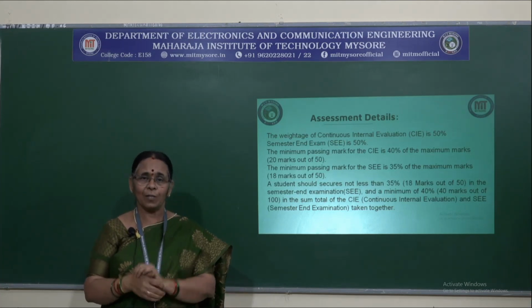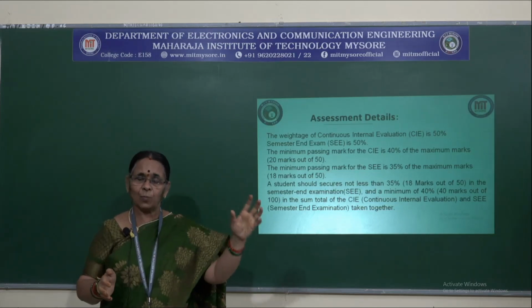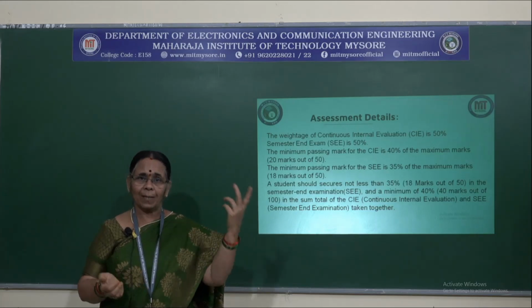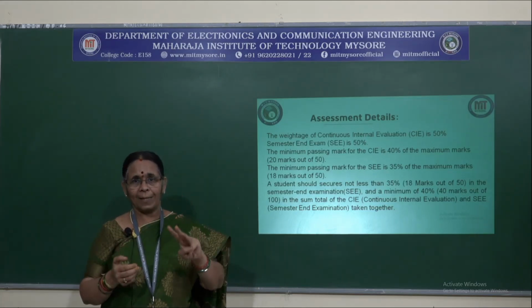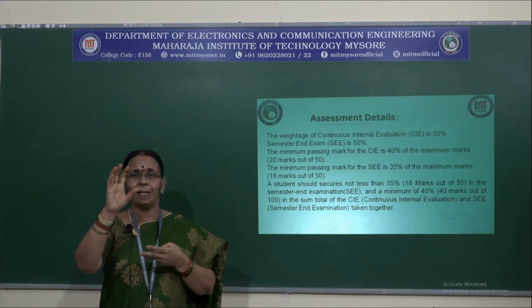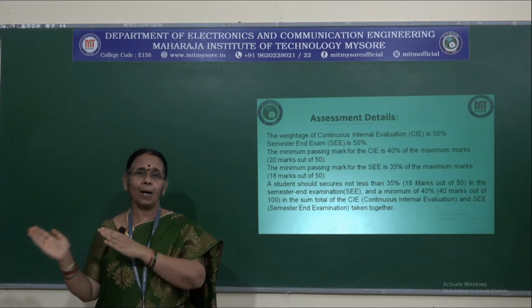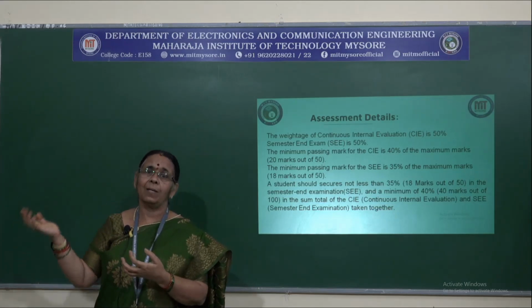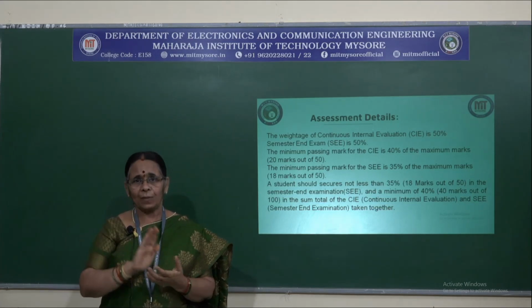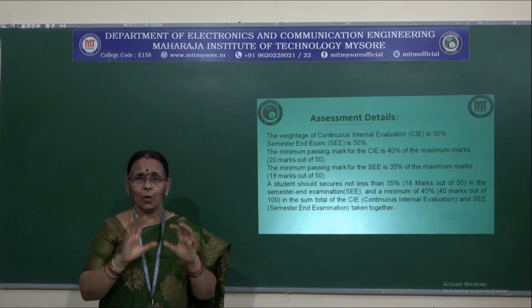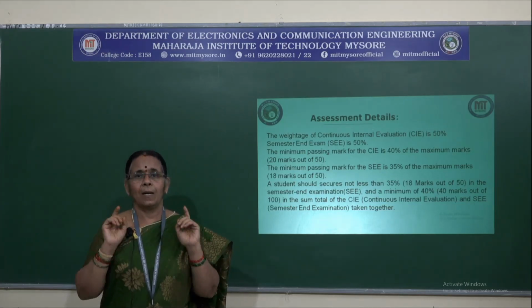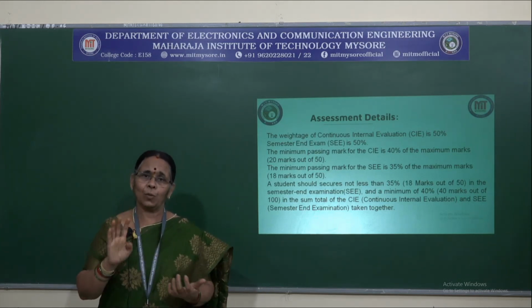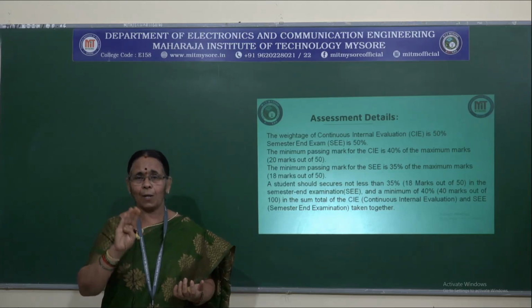Continuous internal evaluation is also divided into 2 parts. The first part is the internal assessment test. There are 3 tests. Each test will be conducted for 20 marks. So 20 plus 20 plus 20, totally it is 60 marks. Then you have the assignment part. It can be an assignment, a project work, or maybe a quiz or anything. For that 40 marks is reserved. So the total is going to be 100 marks. Out of this 100, you have to score 40%. That means 40 out of 100.